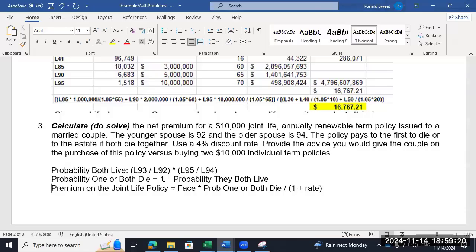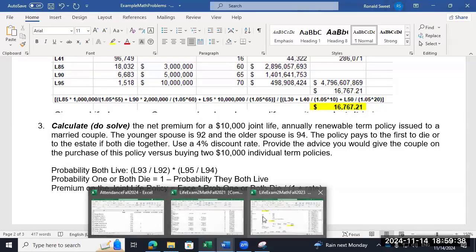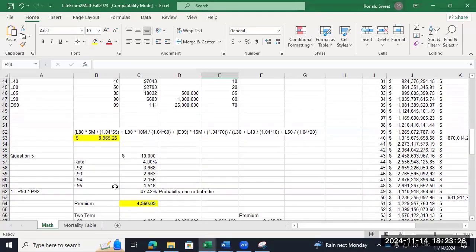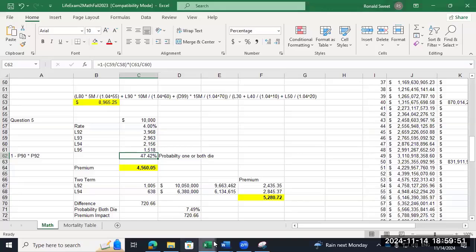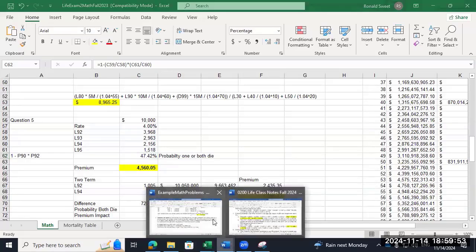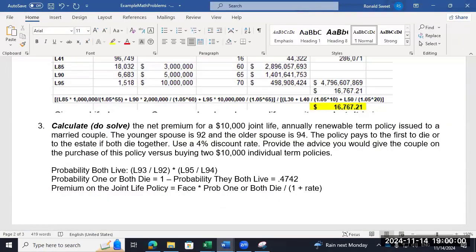Right? That's the premium is the face. It looks a little different than other premiums because we're dividing by the L's here to come up with these probabilities. So we don't have to divide by the L's because we've already done that. The face times the probability one or both die divided by 1 plus the rate gives you the answer. So the probability one or both die, I get 0.4742, but you can practice it this weekend. See if you can get that.